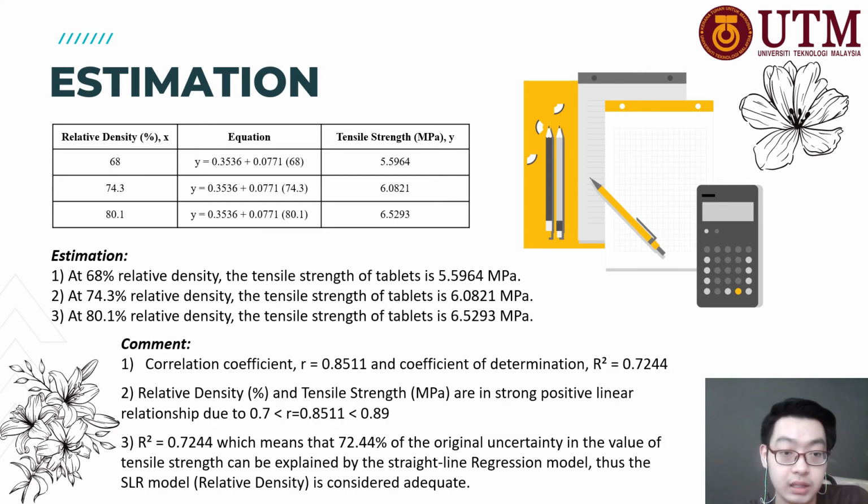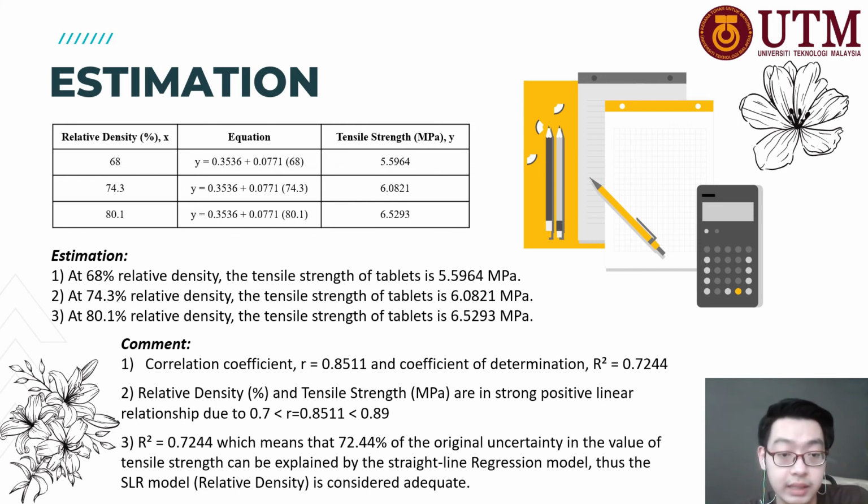6.5293 MPa. For the comments, the first comment is that the correlation coefficient r equals 0.8511 and the coefficient of determination r squared equals 0.7244. The second comment is that relative density and tensile strength are in a strong positive linear relation, as r is between 0.7 and 0.89.